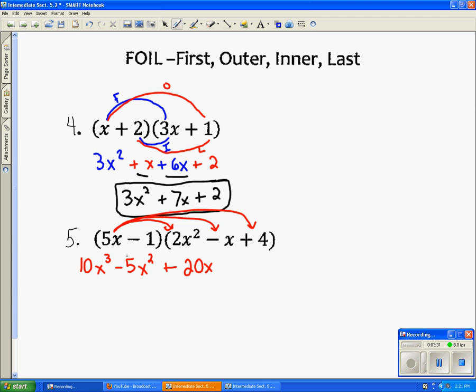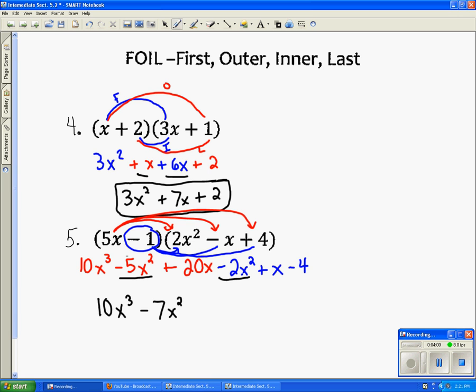Now we're going to go back and we're going to multiply negative 1 times everything. So negative 2x squared. A negative times a negative is a positive x. And then negative 1 times 4 is negative 4. Our last step is to add like terms. So we have 10x to the third, a squared term and an x squared term, so that's going to be minus 7x squared. We add the coefficients in front.